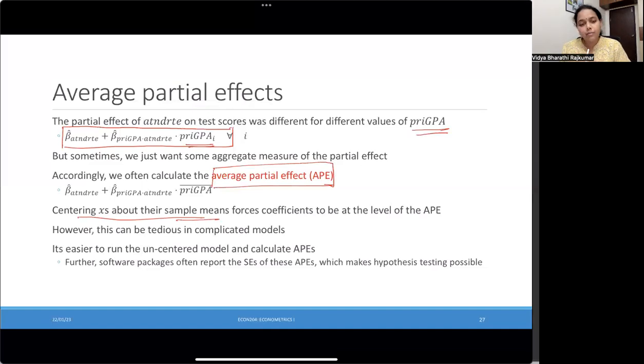So this is often done, but when you have larger and more complicated models, this process becomes tedious. Thankfully, our software has a lot of very convenient workarounds, which allow us to compute partial effects, average partial effects, and compute their significance as well.